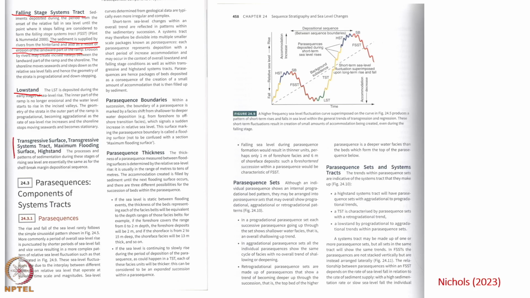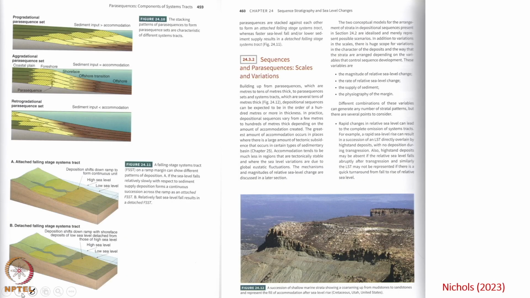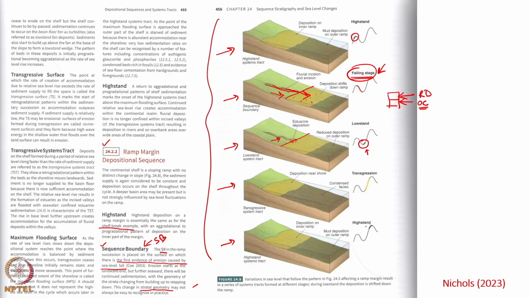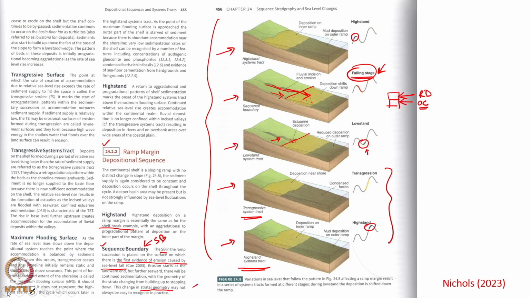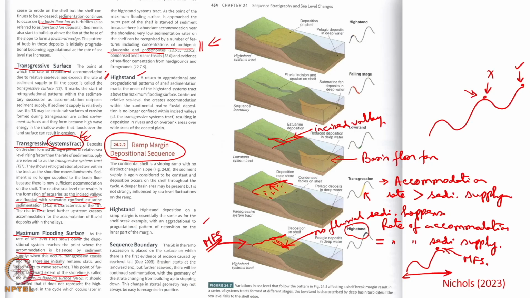Next comes the transgressive surface, transgressive systems tract, maximum flooding surface, and the high stand, which is given by this portion. We are going to discuss these two together, high stand systems tract and the transgressive systems tract. Here the processes and patterns of sedimentation during these stages are essentially same as that of the shelf break margin depositional sequence, which was described here.